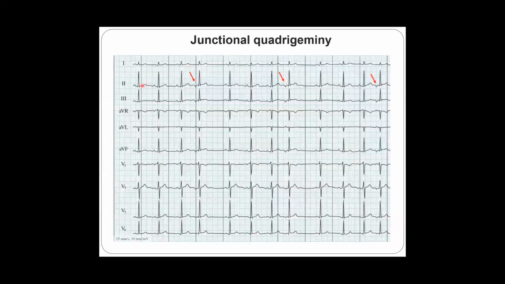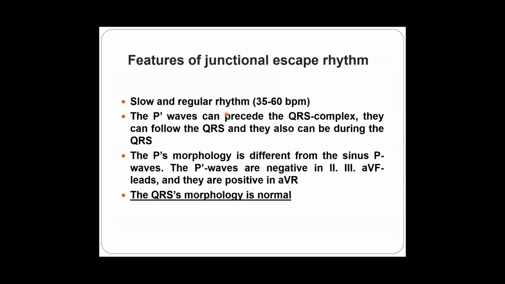For example, here, as you see, this is an early coming beat, but the P is exactly the opposite way. So that's a nodal or junctional premature beat formation. And because every fourth one is a premature junctional beat, that is called junctional quadrigeminy.